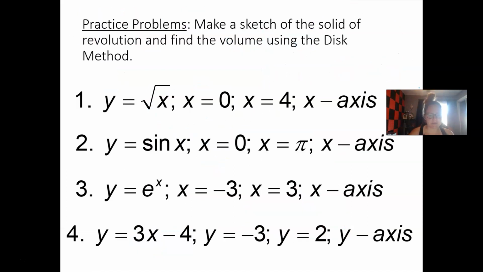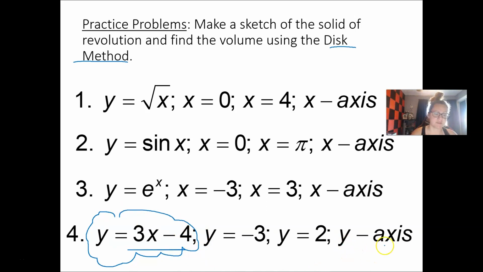Okay. Here are some practice problems, practicing the disk method around the x-axis and around the y-axis, just one for the y. And with the y one, number 4, you do have to make sure you take this equation and get it to x equals something with a y in it, because it's going to be with respect to y.